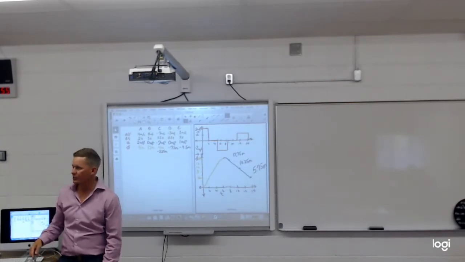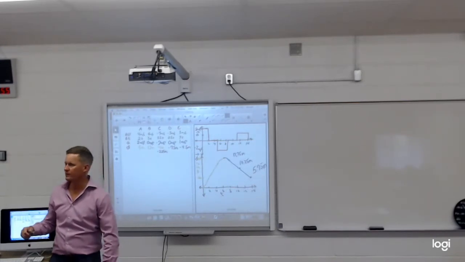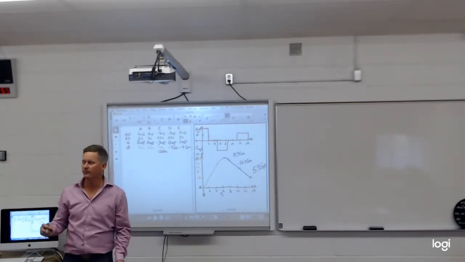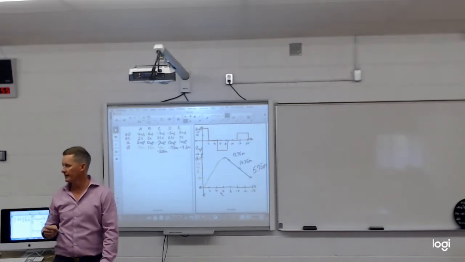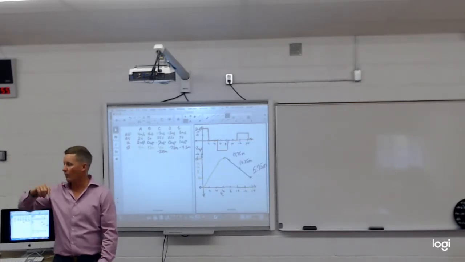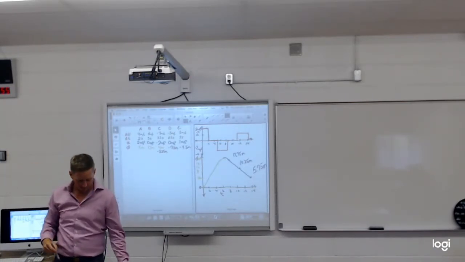Average acceleration, I don't focus a lot on it, but it works very similar to average velocity. You take your final minus your initial, over whatever time interval it is. Doesn't matter what happens in between. You take your final minus your initial to get it.